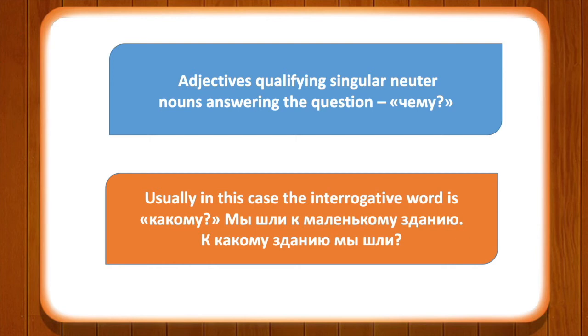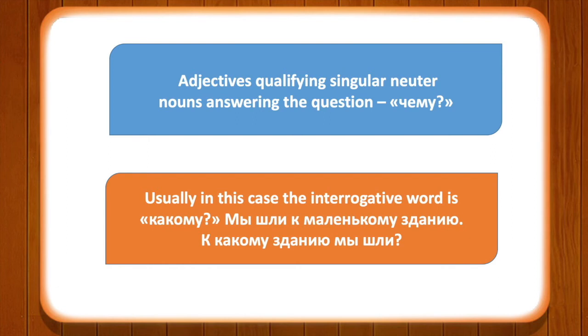Usually, in this case, the interrogative word is какому. Мы шли к маленькому зданию. К какому зданию мы шли? К маленькому зданию. So, we have understood the usage of neuter gender singular nouns along with the adjectives changing as per the requirement of the question чему.